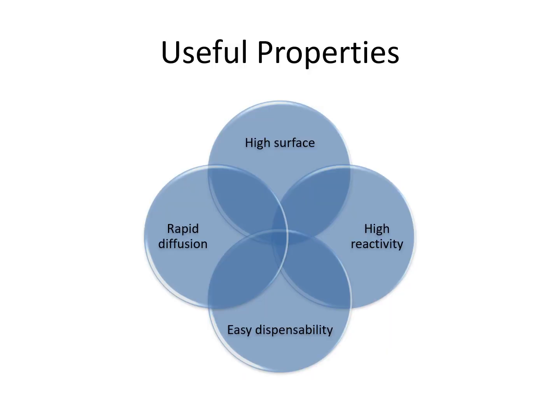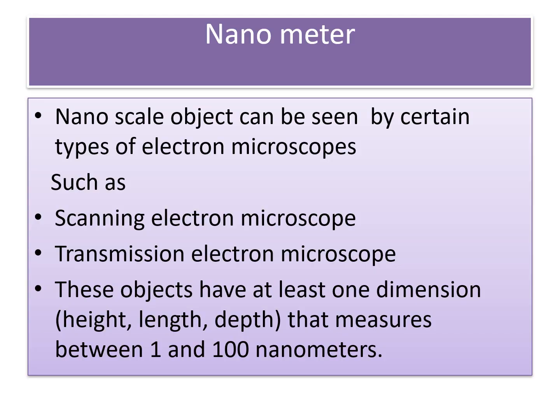Gold nanoparticles, or any nanoparticle, why are they so useful, and why do they have more importance than bulk material? It is basically because of certain properties: high surface area, rapid diffusion, easy dispersibility, and high reactivity. Because of these four important properties, nanomaterials are very important.